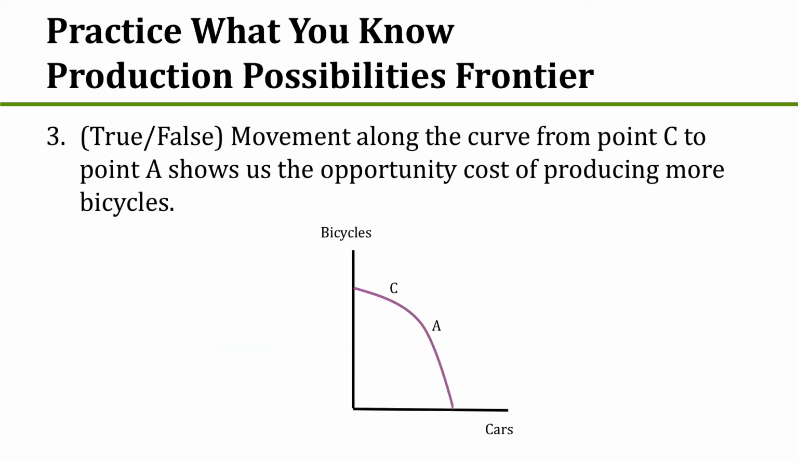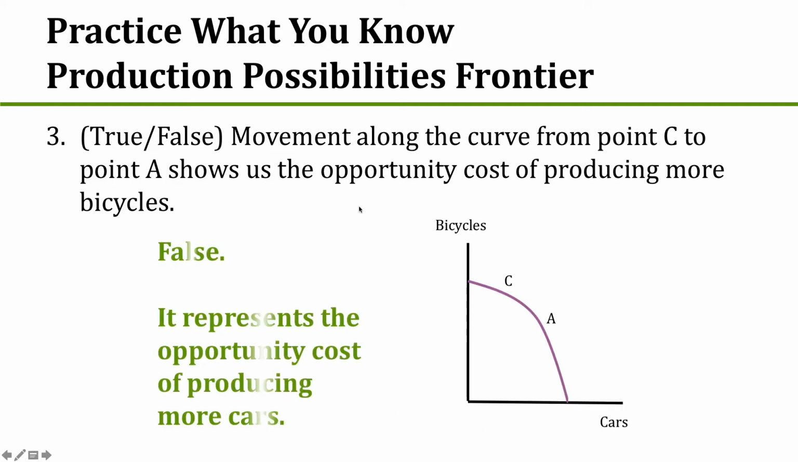Number 3, movement along the curve from point C to A shows us the opportunity cost of producing more bicycles. If we move from point C to A, we can easily see that we are producing more of cars and less of bicycles. That's why when we want to talk about the opportunity cost, we have to talk about the opportunity cost of cars, not bicycles. That's why this sentence is also false.